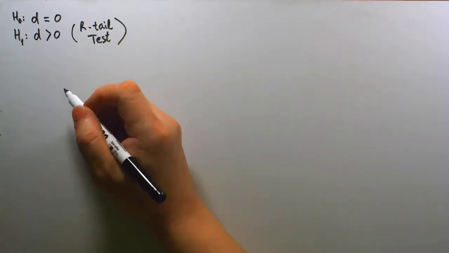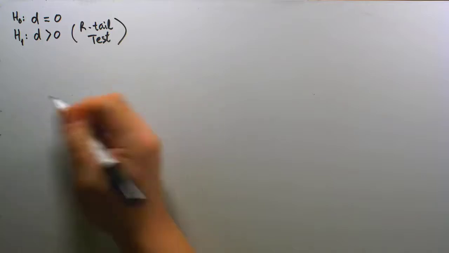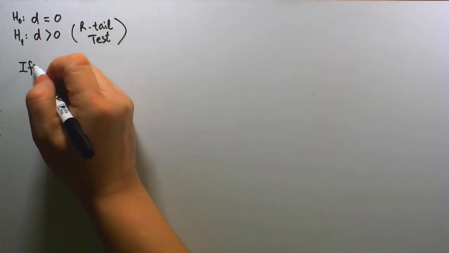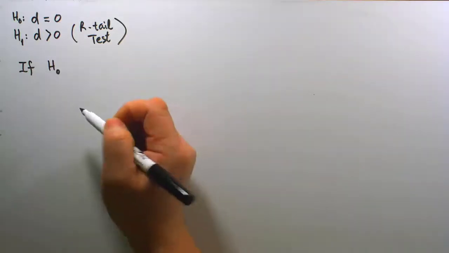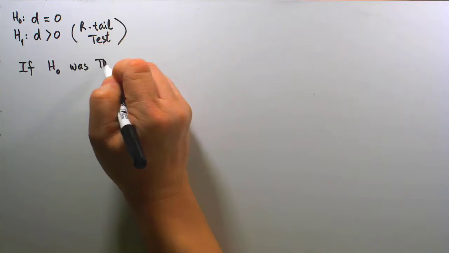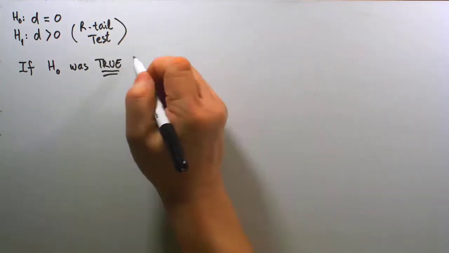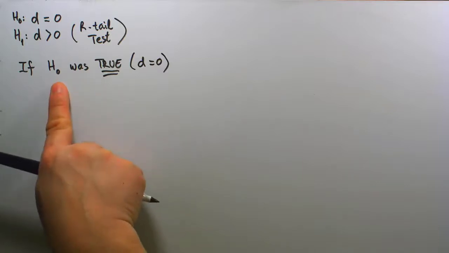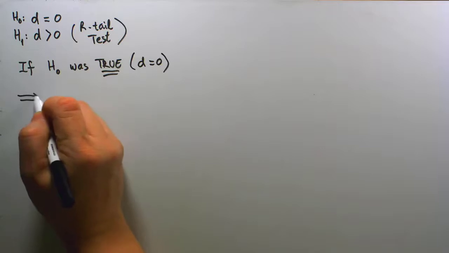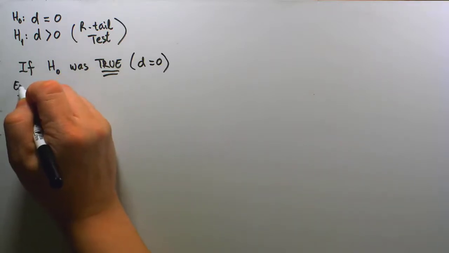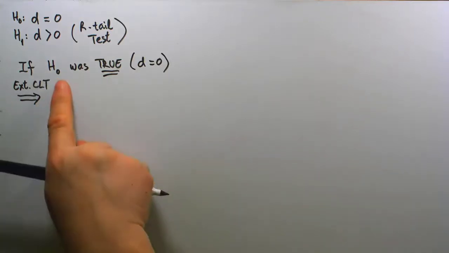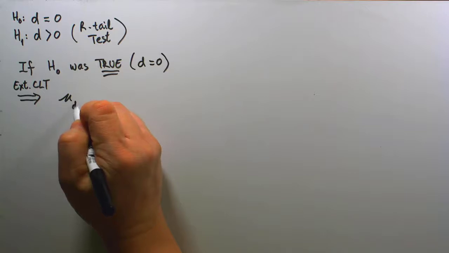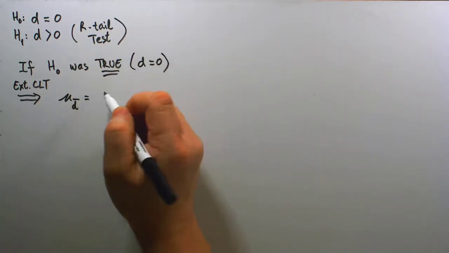And so now, to really get into testing the hypothesis, the first step is to start out by saying that if H sub 0 was true, if we accept H sub 0 as the truth, H sub 0 was saying D equals 0. So what consequences can be drawn from this acceptance? Also recall from the general lecture that I brought up the idea of the so-called extended central limit theorem. And so now if H sub 0 was accepted to be true, then mu d bar must consequently equal 0.